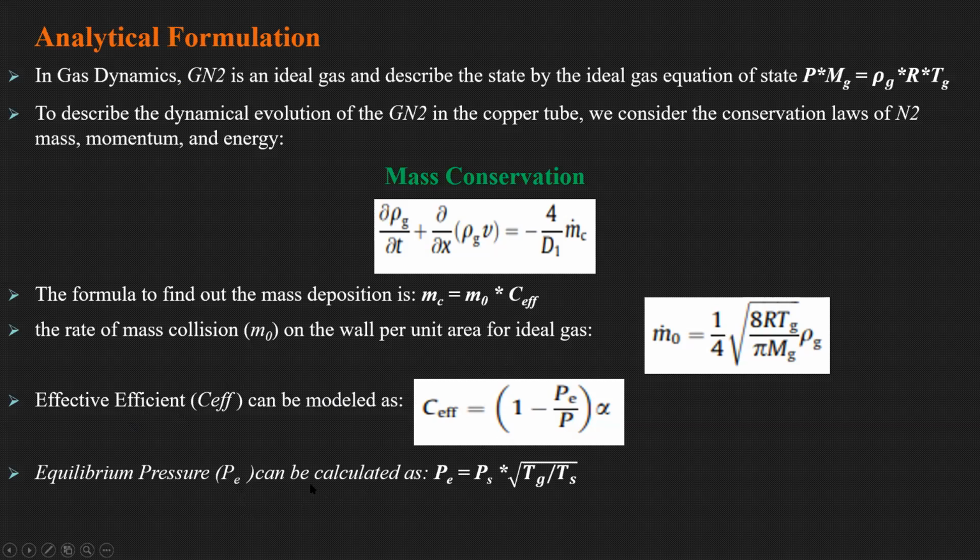Equilibrium pressure can be calculated as P_eq is equal to the surface pressure times the square root of Tg over Ts. Ts is the surface temperature.